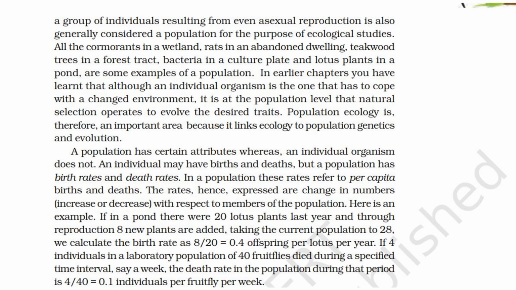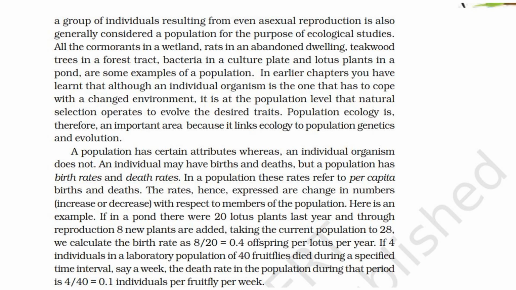All the cormorants in a wetland, rats in an abandoned dwelling, teakwood trees in a forest tract, bacteria in a culture plate and lotus plants in a pond are some examples of a population. In earlier chapters you have learned that although an individual organism is the one that has to cope with a changed environment, it is at the population level that natural selection operates to evolve the desired traits. Population ecology is, therefore, an important area because it links ecology to population genetics and evolution.